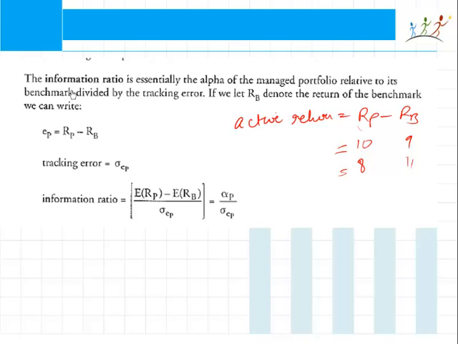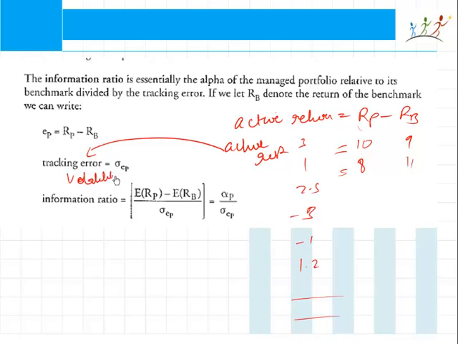The information ratio is defined as the average active return divided by the standard deviation of that return. So we have the active return for the last 20 periods, 3, 1, 2.5, minus 3, minus 1, 1.2, so on and so forth. We can take the mean and we can take the standard deviation of the active return. That standard deviation is called active risk and is also known as the tracking error, or tracking error volatility.